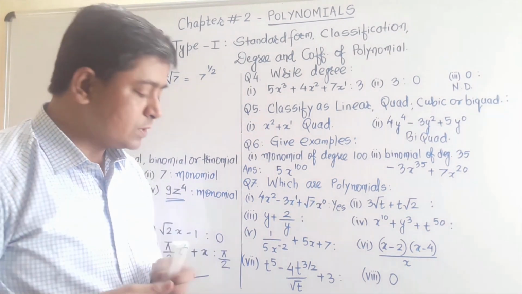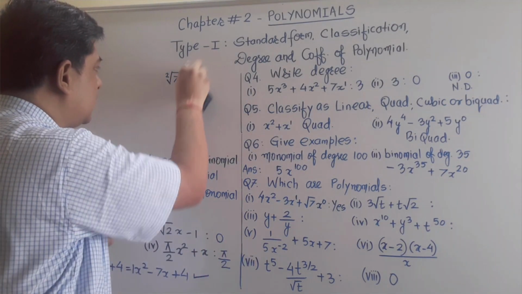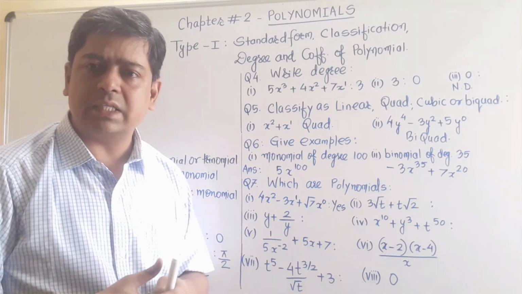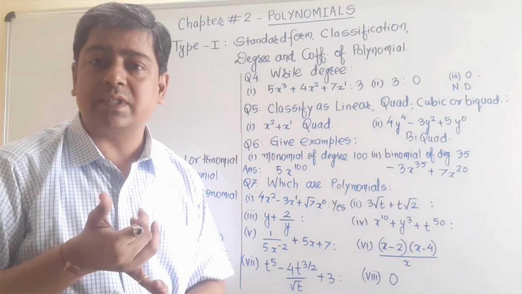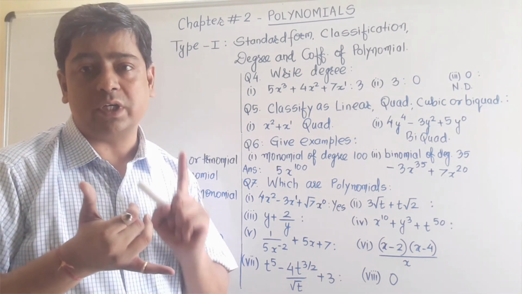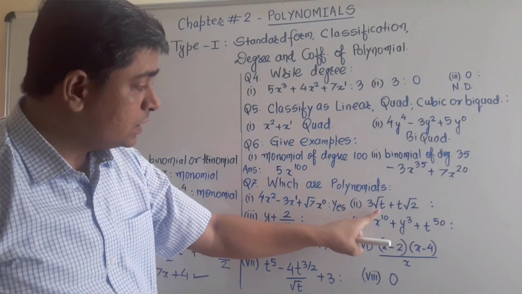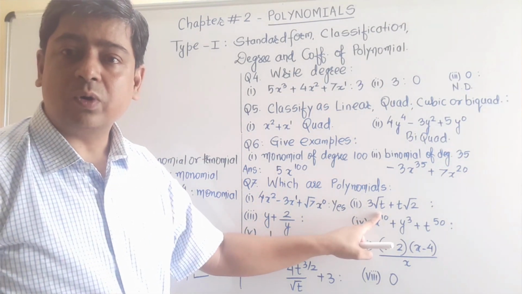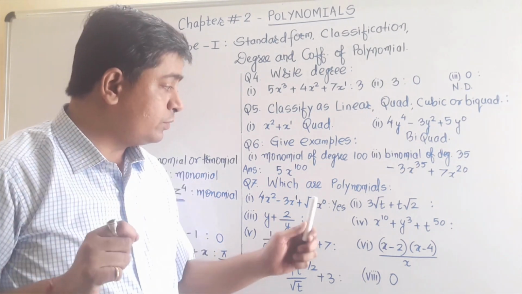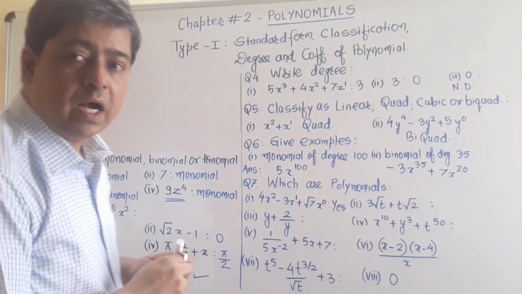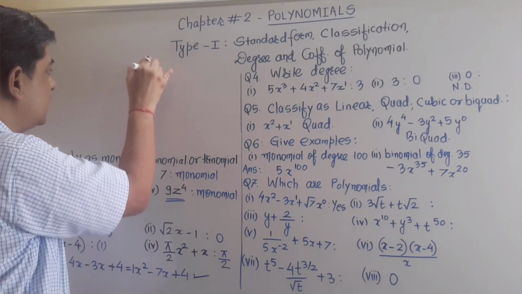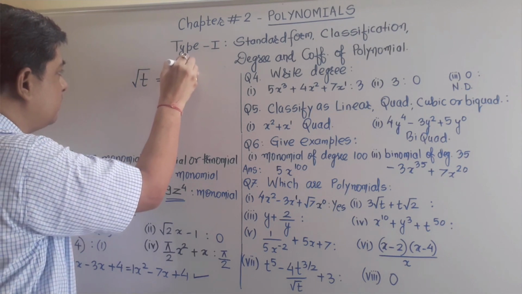In the same manner, remember you need not convert any constant terms. If a constant term is given in the radical sign, no problem. But if a variable term is given under the root, then you have to convert. For example, look at this particular term, root of t. Root of t, we can say that in exponential form it can be written as t to the power 1 by 2.